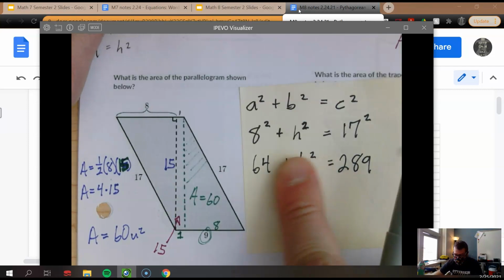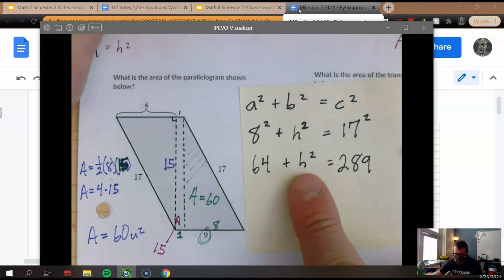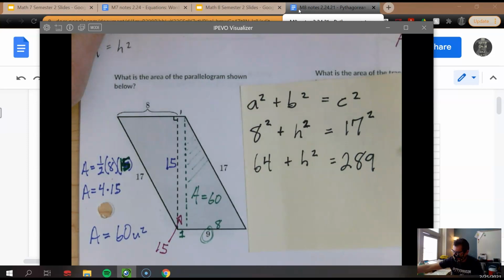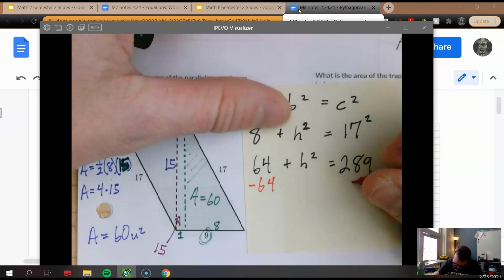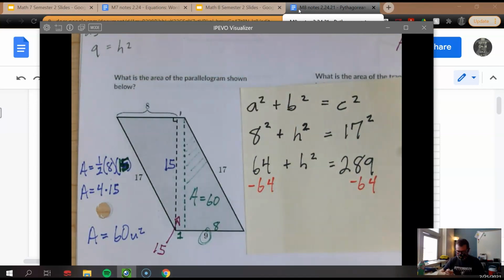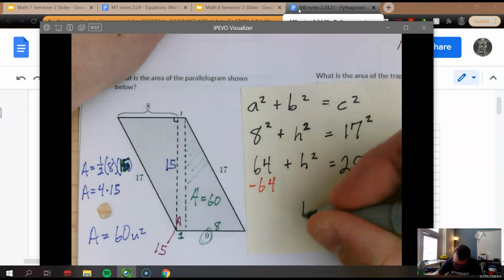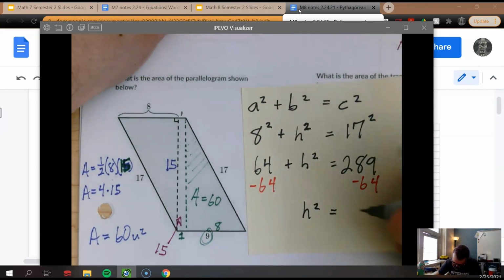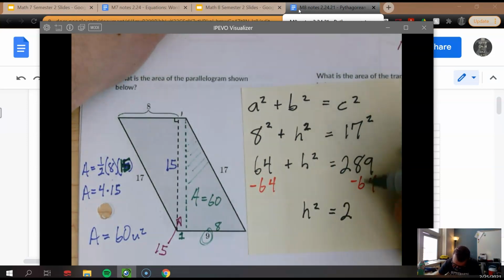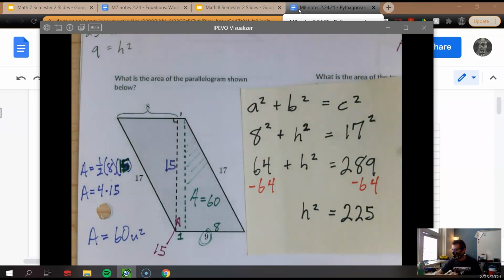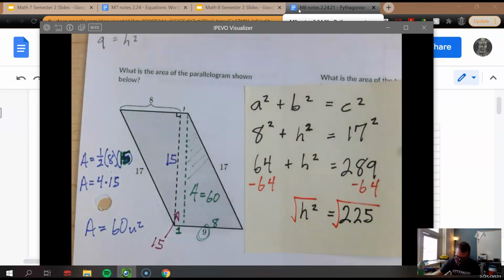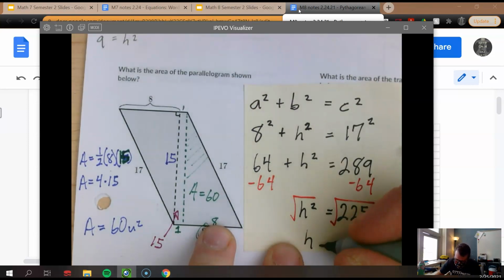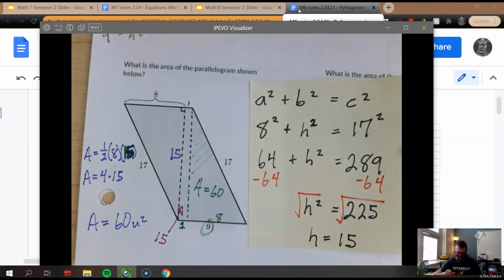Then we do the algebra, working towards getting h by itself. So, to do that, get rid of everything else. So, we subtract 64. And then we have h squared equals 225. How we undo something being squared is we square root. And that's how we get our h of 15.